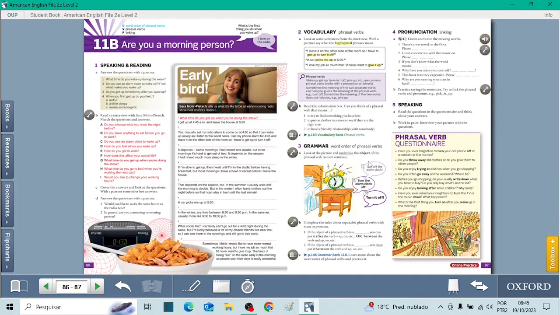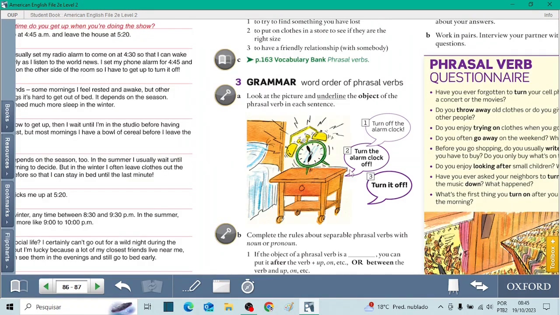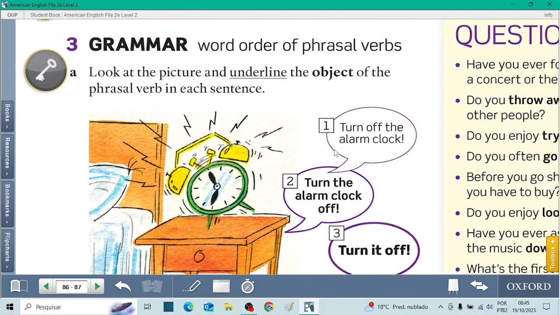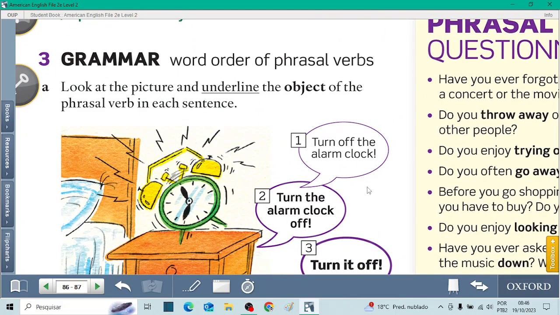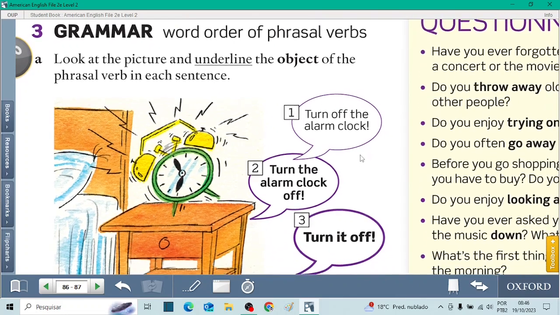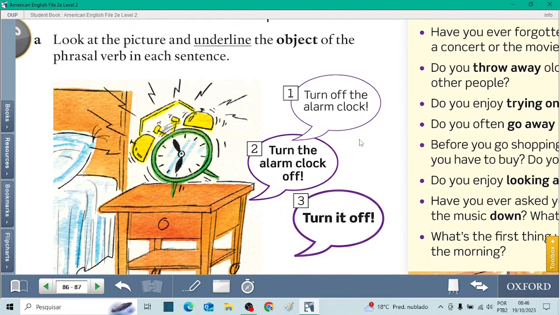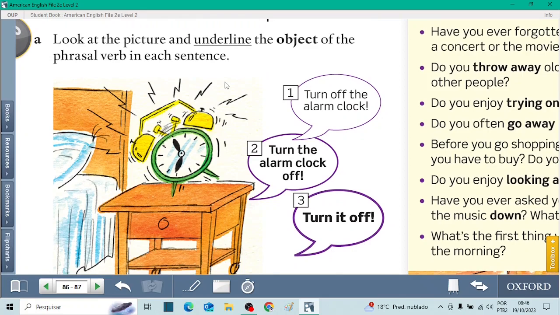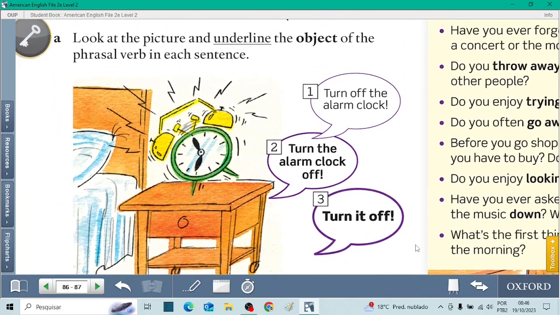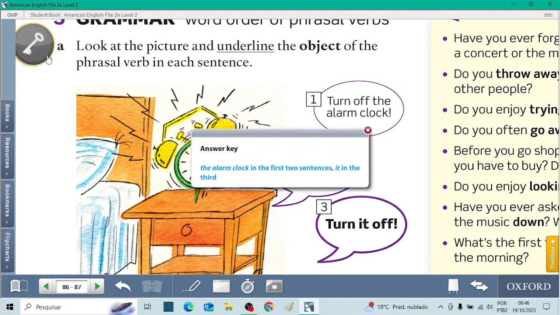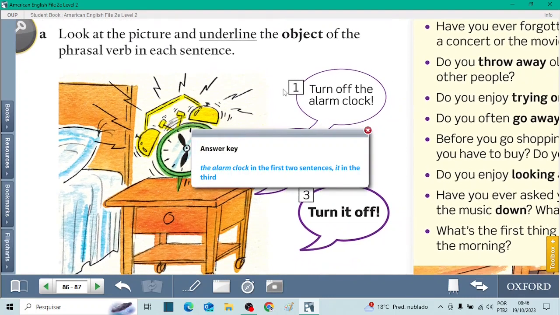Fantastic. Going back to page 87, now we're going to grammar so we can learn some word order of phrasal verbs. Look at a picture and underline the object of the phrasal verb in each sentence, will you? Great. Let's then check your answers.